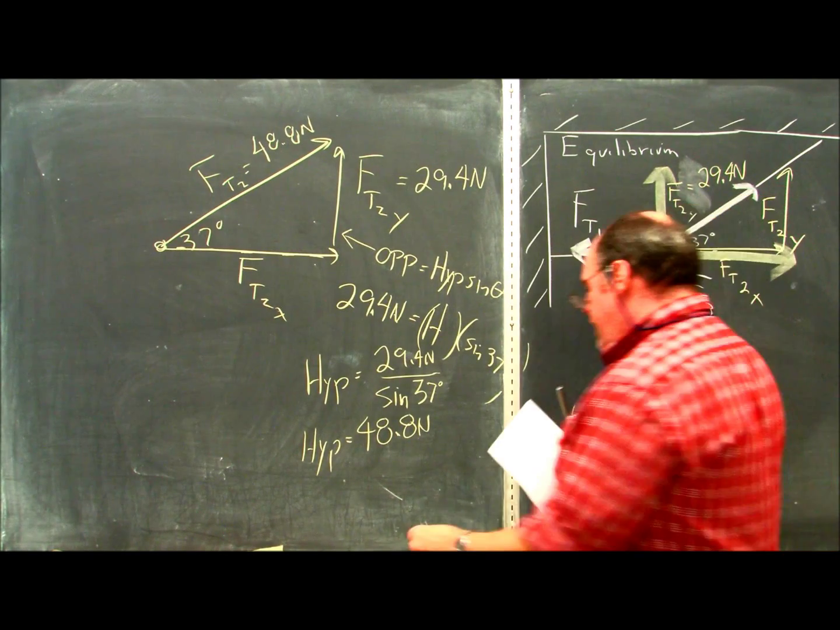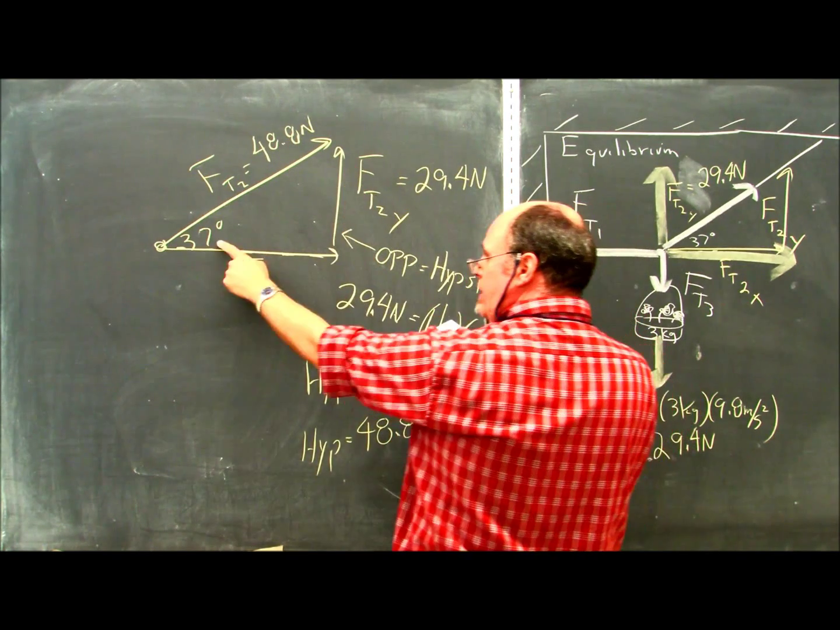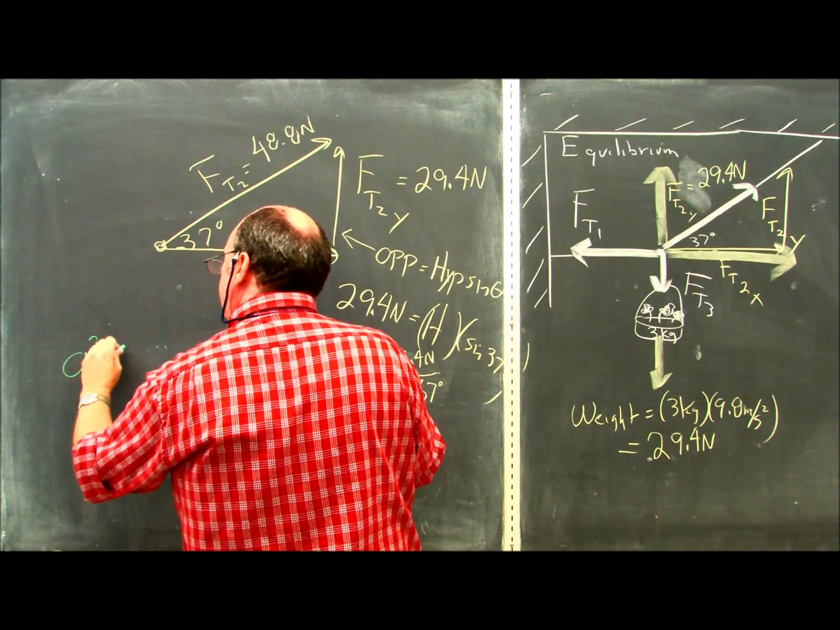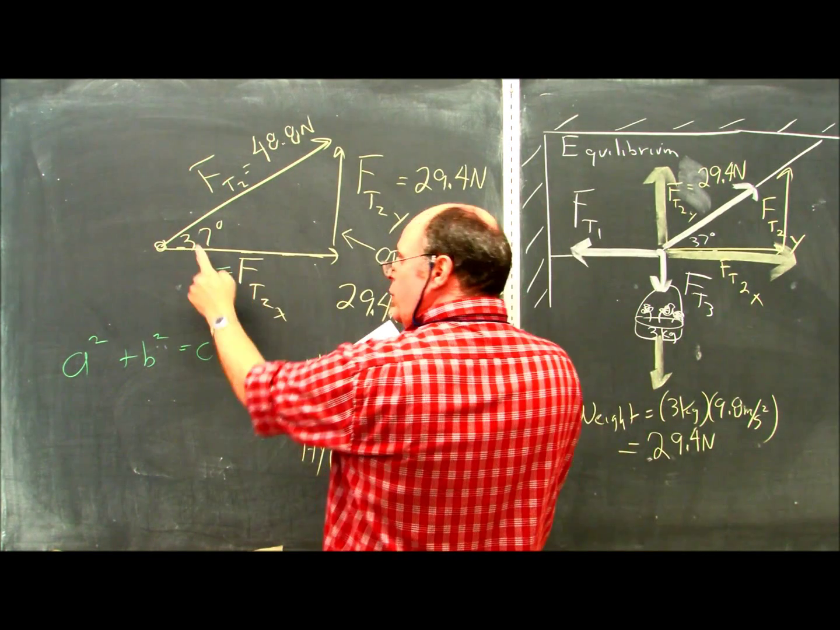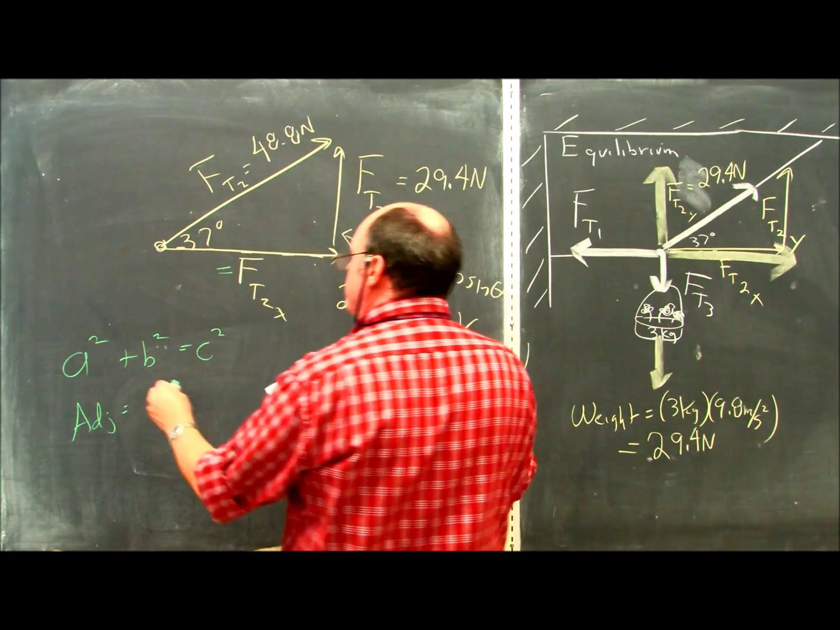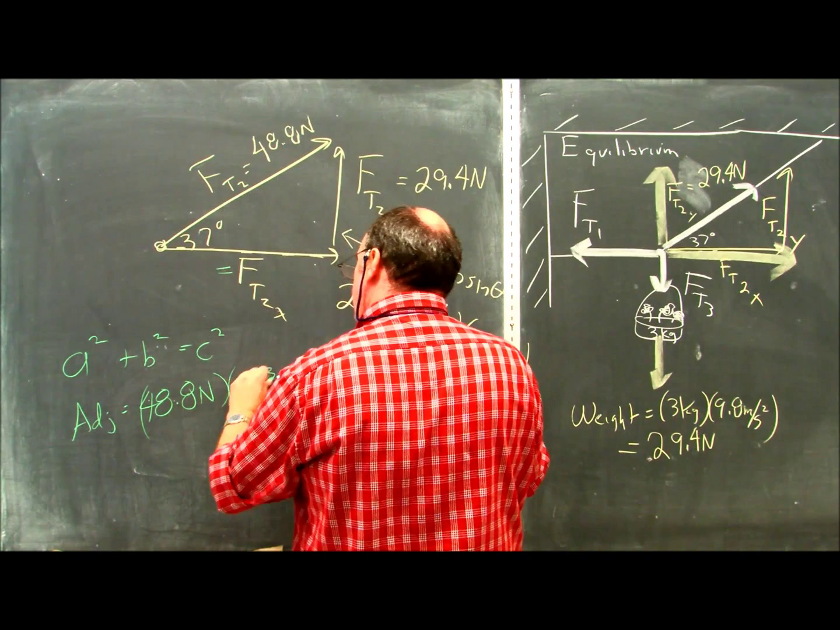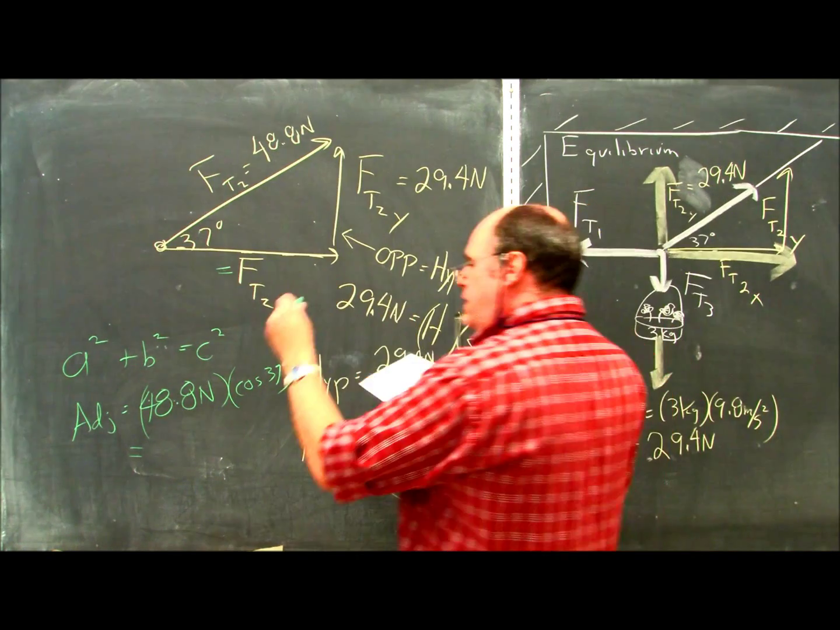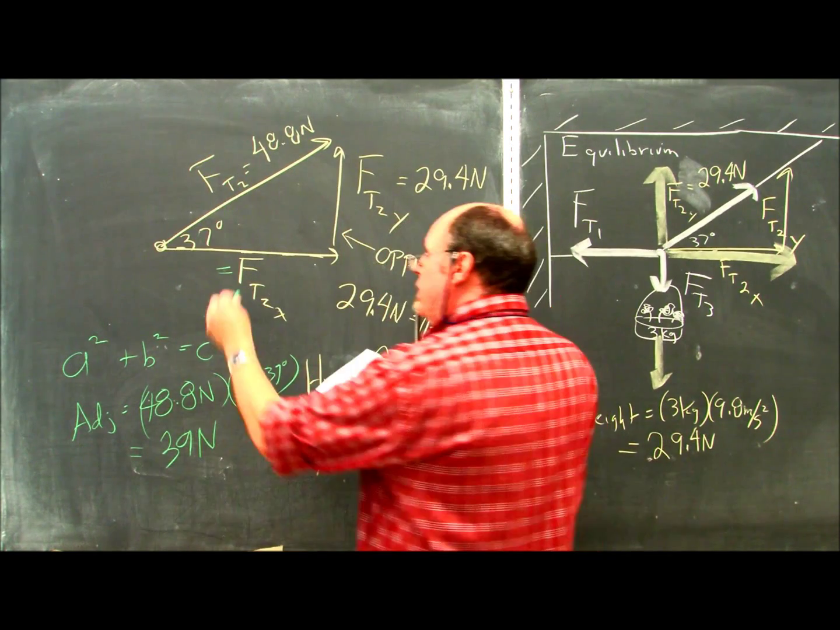Well, what else can I find? You see, I have a triangle and I have two pieces. I have the hypotenuse and I have the opposite leg from the angle. So I can find the adjacent side. I can either use the Pythagorean theorem, a squared plus b squared equals c squared, or I could say this side right here, which is adjacent to the angle, is equal to the hypotenuse, 48.8 newtons, times the cosine of 37 degrees. So if I plug that in, the adjacent side comes out to be 39 newtons. So we have this here as 39 newtons.